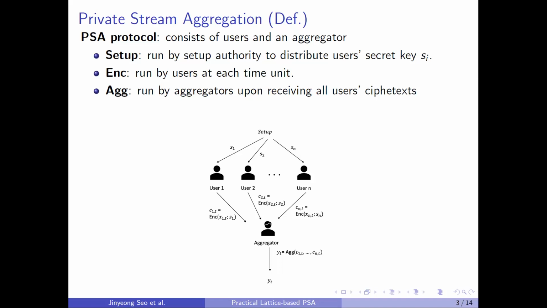A PSA protocol usually consists of users and an aggregator, where users provide inputs. At the beginning of the protocol, a setup authority runs a setup algorithm to distribute secret keys to users. Then users use the encryption algorithm to encrypt their data at each time unit and send the ciphertext to an aggregator. Upon receiving all the ciphertexts from users, the aggregator runs the aggregation algorithm upon all users' ciphertexts.